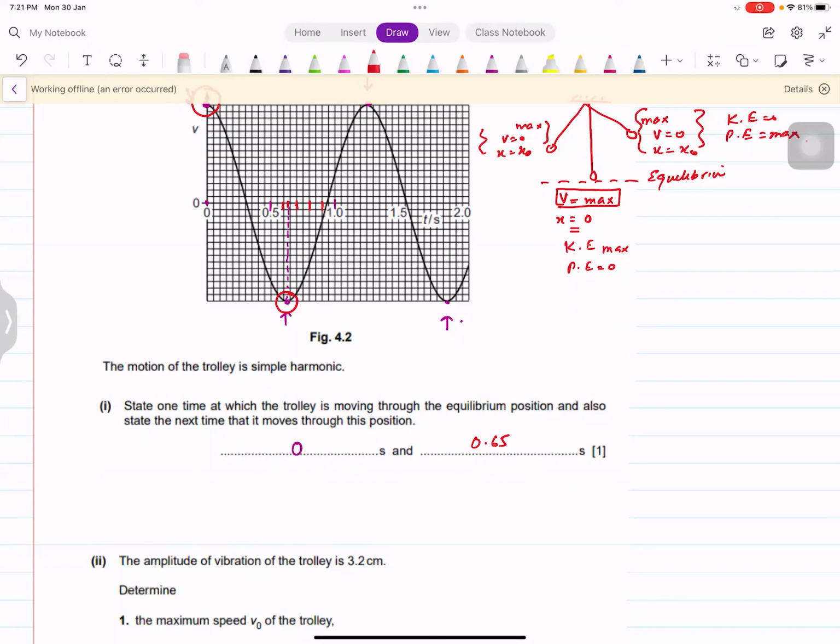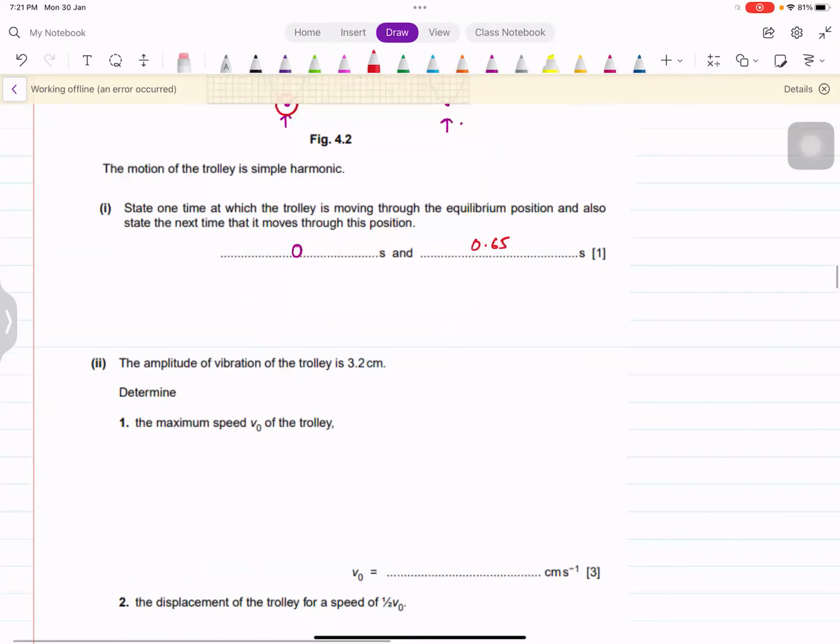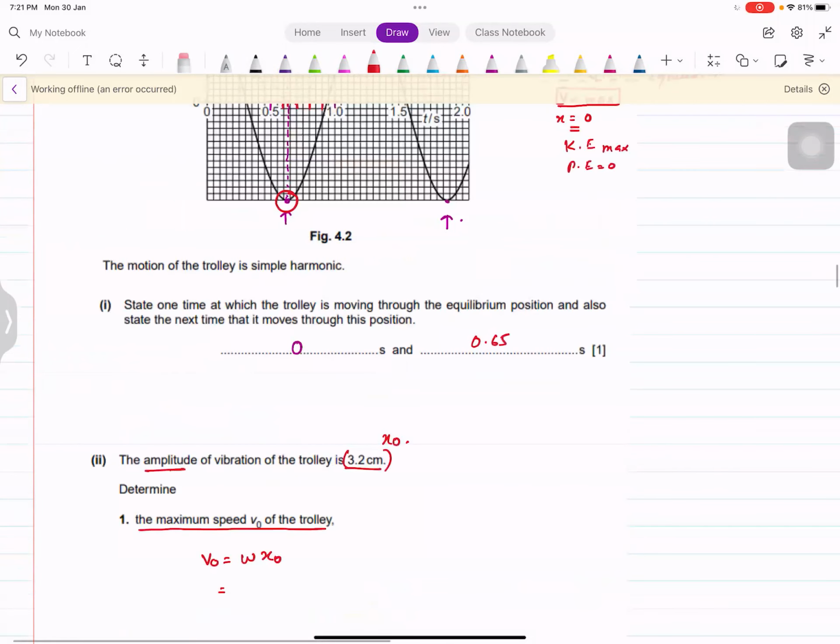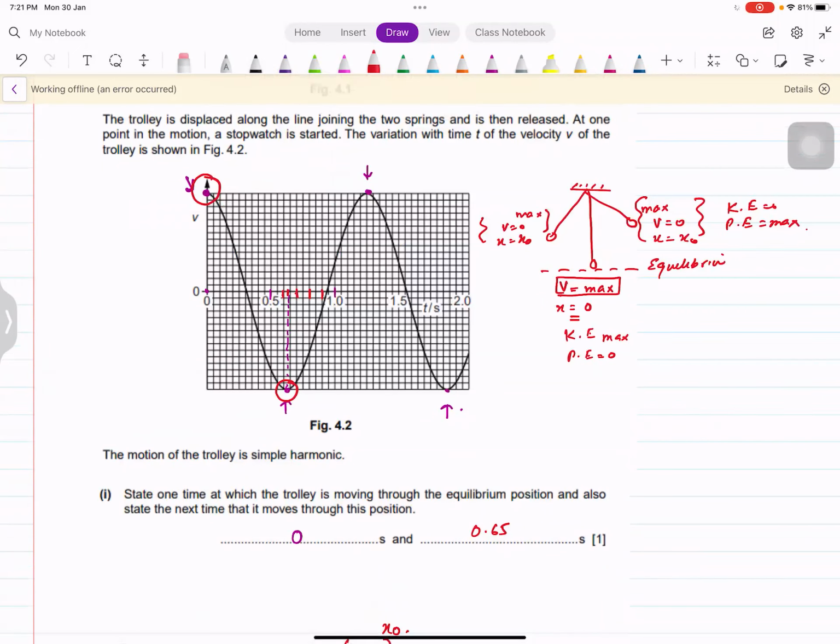Now, in the next part of the question, it says the amplitude of this is this. The moment you see amplitude, it means he's talking about x naught. It says determine the maximum speed. So we already know maximum speed is omega x naught. Do we have the omega? We don't, right? We have to find it. How do we find it? You know that it starts from 0 and the one whole wave is completed exactly at 1.25. You guys agree?